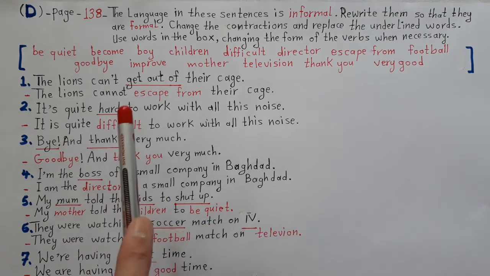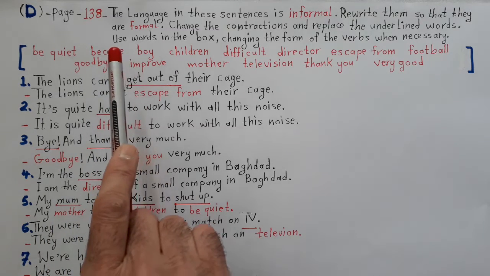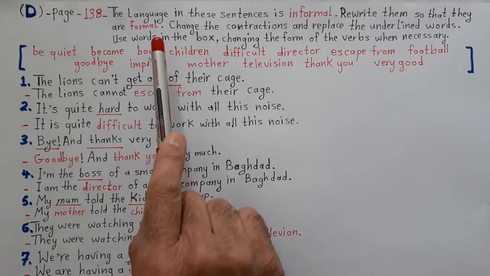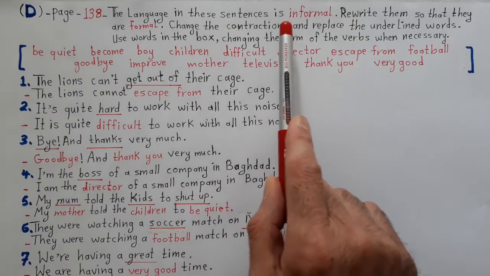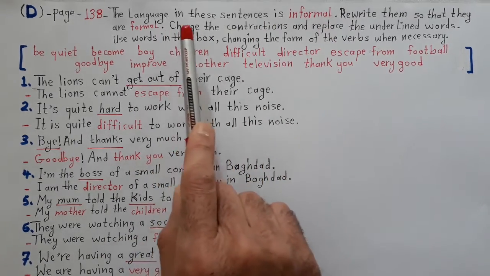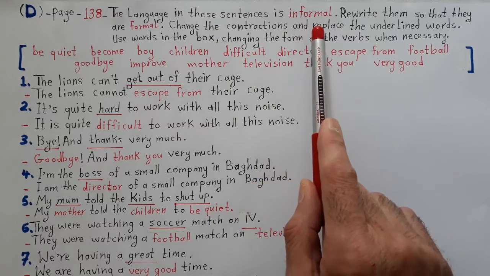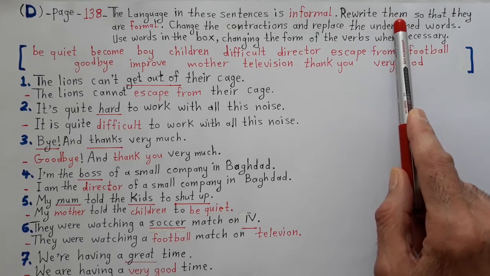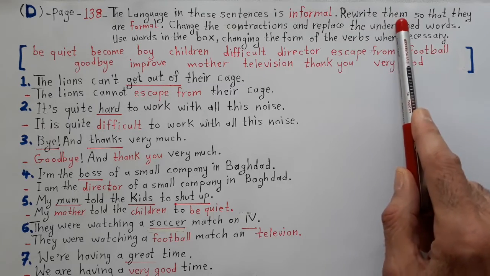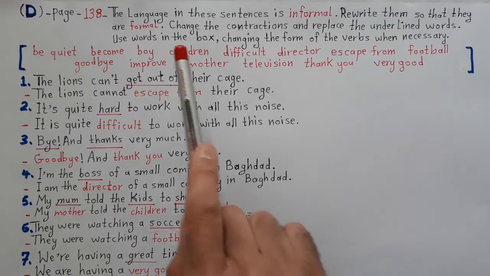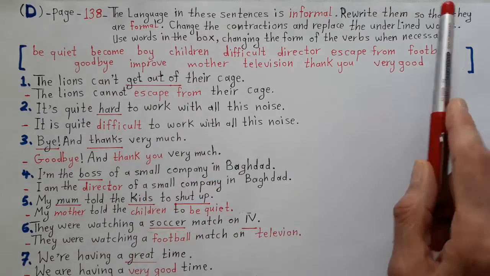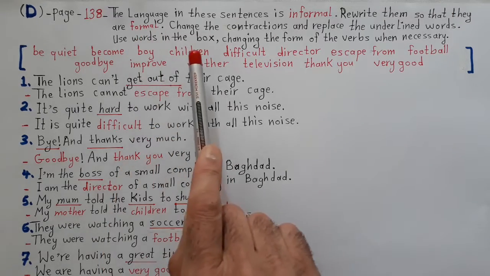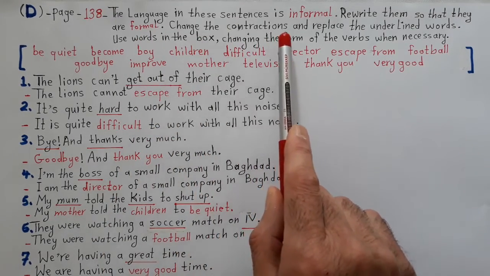Now we come to exercise D on page 138. This exercise is very important. The language in these sentences is informal. اللغة في هذه الجمل تكون غير رسمية. Rewrite them. اكتب هذه الجمل مرة أخرى. أعد كتابتها so that they are formal. بحيث تكون رسمية. Change the contractions.